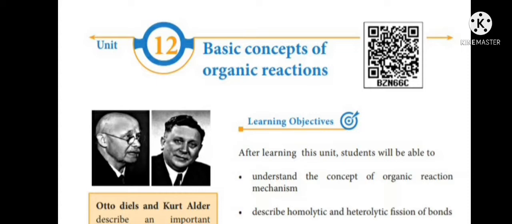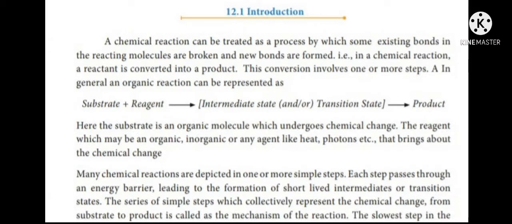First, we will start with the introduction. What are chemical reactions? A chemical reaction can be taken as a process by which some existing bonds in the reacting molecules are broken and new bonds are formed. Or otherwise, in a chemical reaction, a reactant is converted into product. This conversion takes place in one step or more than one step.